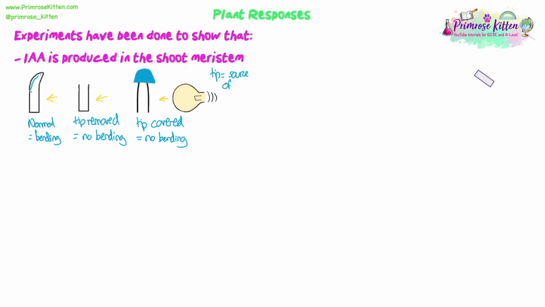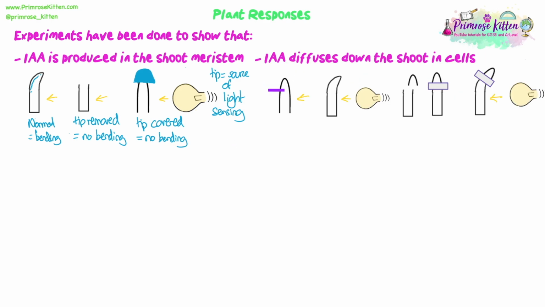And that was the start to show that the tip was really important, that maybe the control center for this response is there. Then we had experiments that demonstrated that it's actually the movement of a chemical that comes down from the tip in order to control this growth. So diffusion is important here.